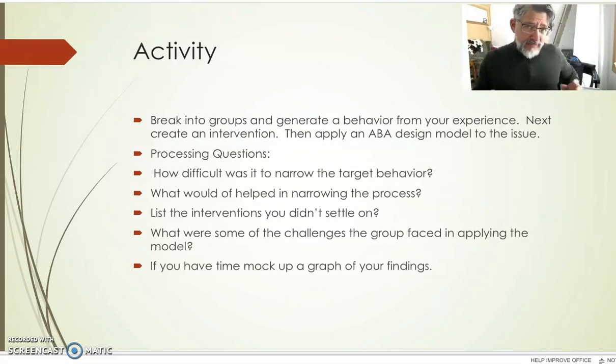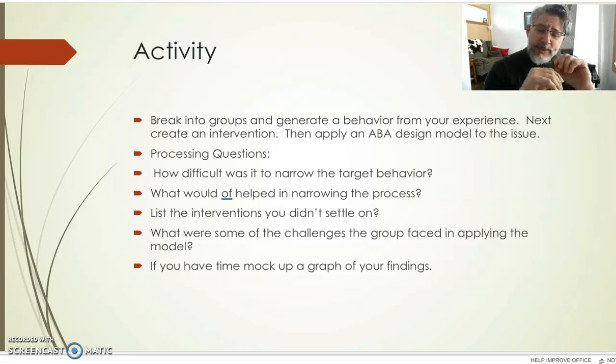So we now have a definition of it. We have some graphic examples. We have a practical example of it. And what I'd like for you to do now is break into some small groups and generate a behavior from your experience, from either your clinical experience or your personal experience, that you believe might be susceptible to any kind of intervention. And then apply an ABA design model to that issue.